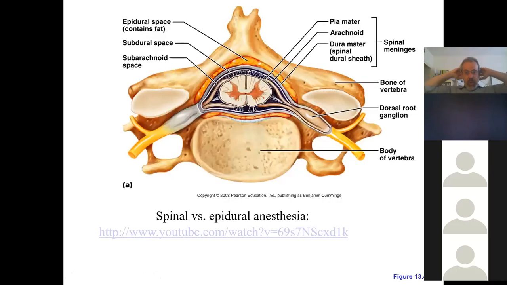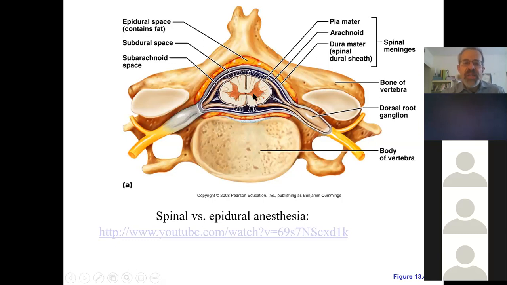All right, so one aspect of how anesthesia works, and some of you have experienced it yourself, or you may have known family members that have had it. There are 2 different types of anesthesia delivery, depending on where it's injected. We have what we call spinal and epidural.